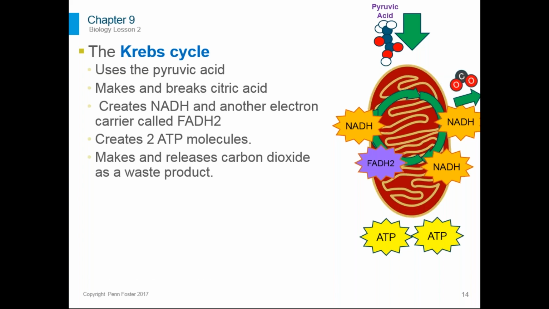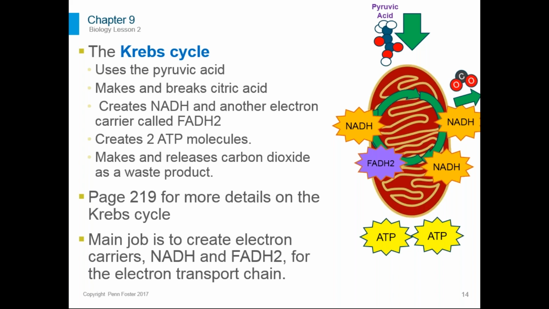You can see page 219 in your textbook for more details on the Krebs cycle, but you need to know that its main job is to create electron carriers. So there's two of them. There's NADH and FADH2. So it creates these electron carriers to take high energy electrons to the third stage of respiration, and it also creates these two ATP molecules.